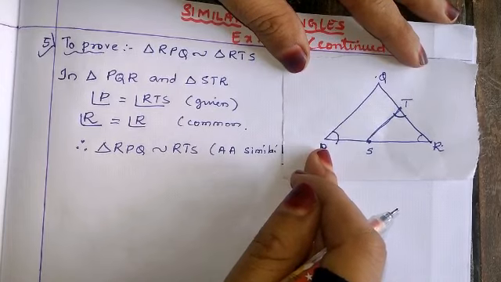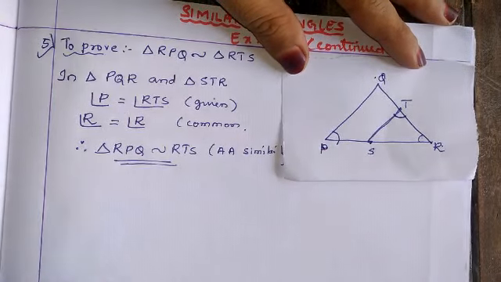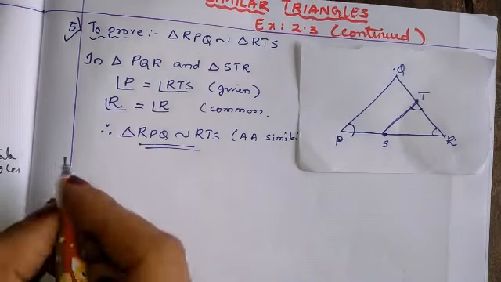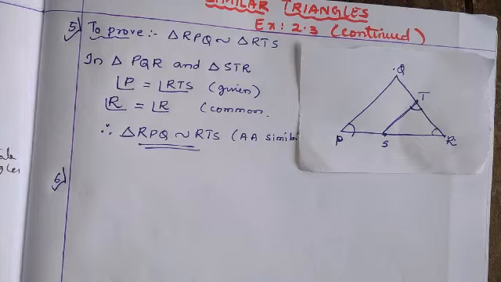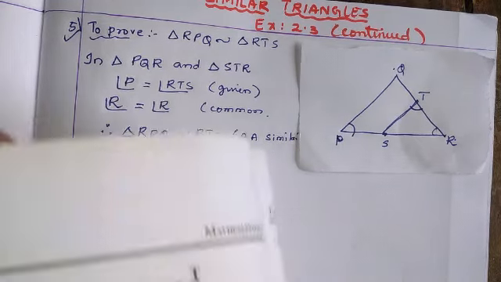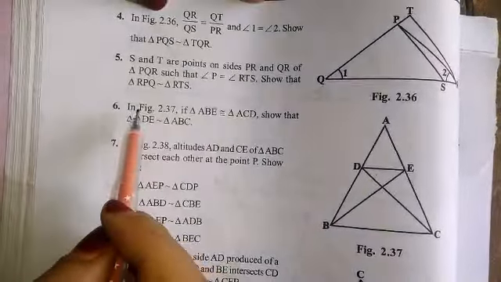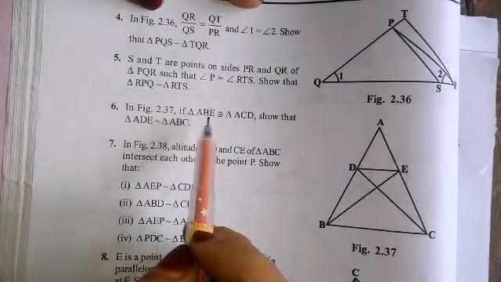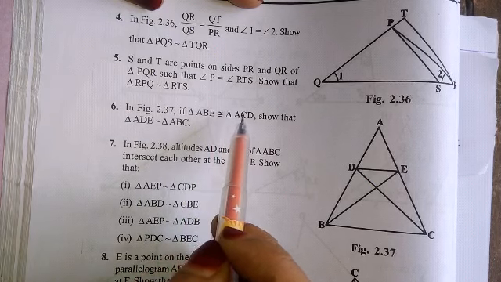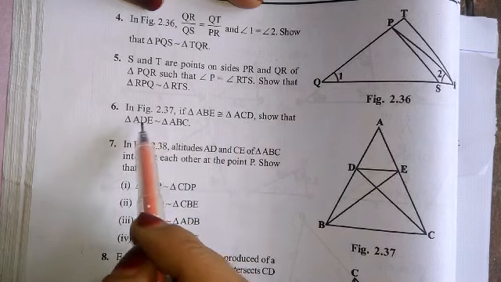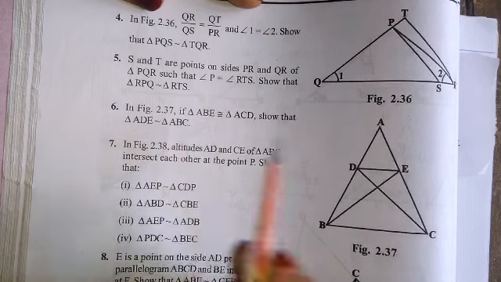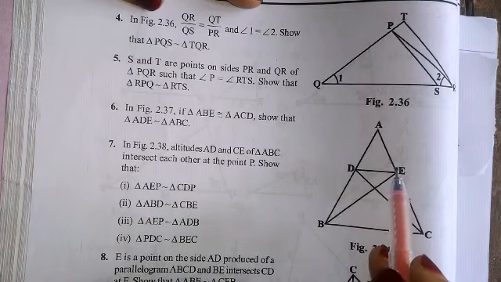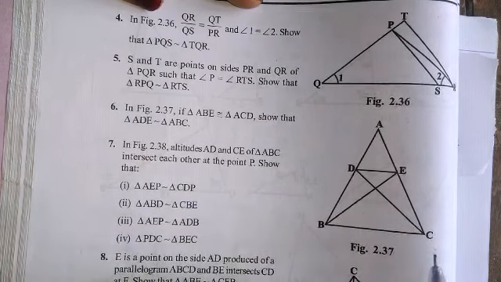Okay. So this question 5th we proved. Now question number 6 I'll do now. Question 6, let's see what is the question. In figure 2.37, if triangle ABE is congruent to triangle ACD, show that ADE is similar to ABC. ADE is similar to ABC, but they have told ABE is congruent to ACD.